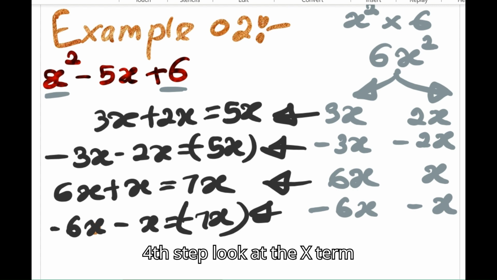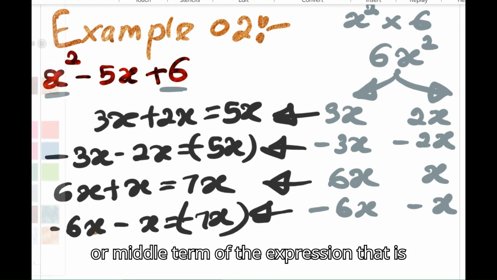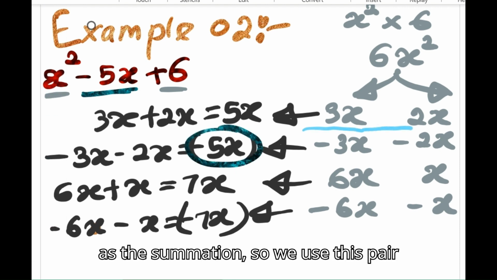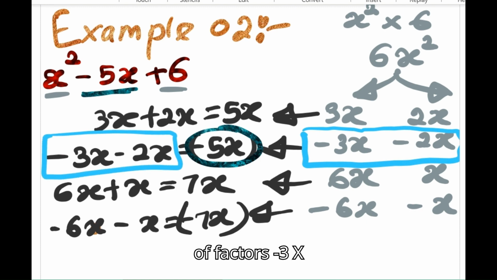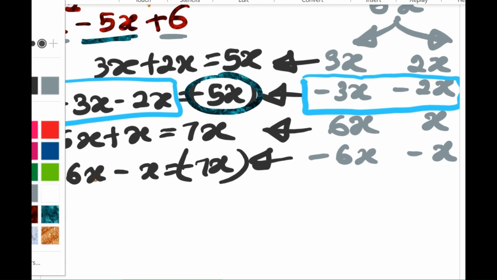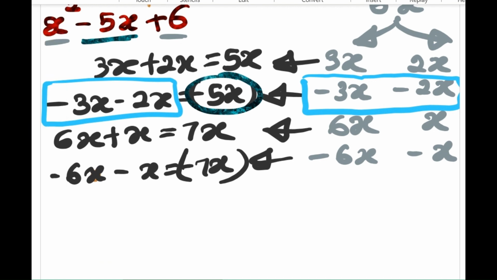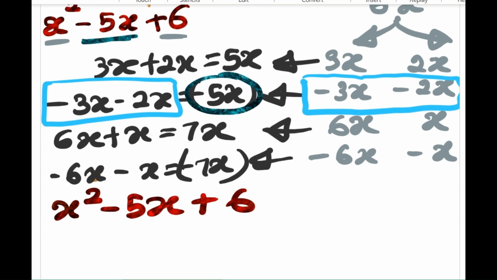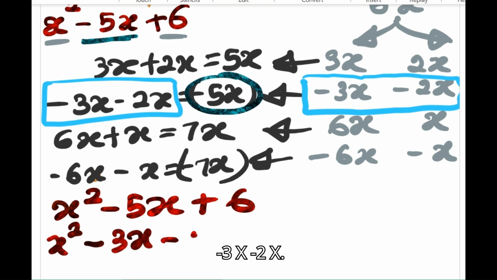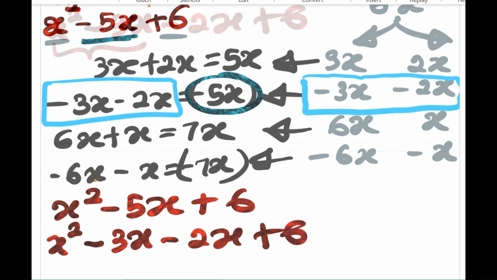Fourth step, look at the x term, or middle term of the expression. That is negative 5x. Here we have negative 5x as the summation. So we use this pair of factors minus 3x minus 2x. We can replace minus 5x with minus 3x minus 2x.